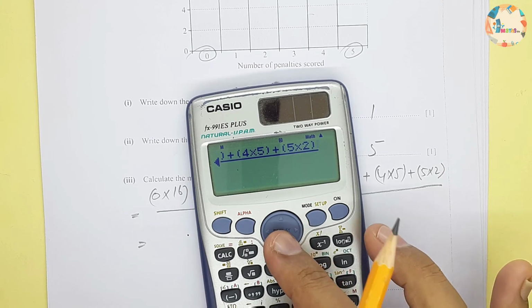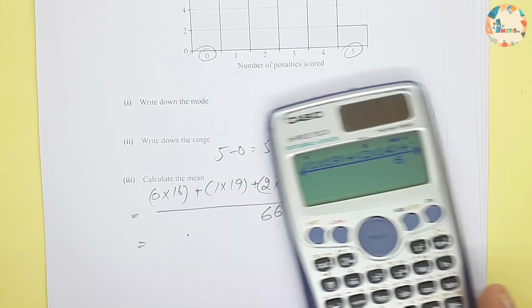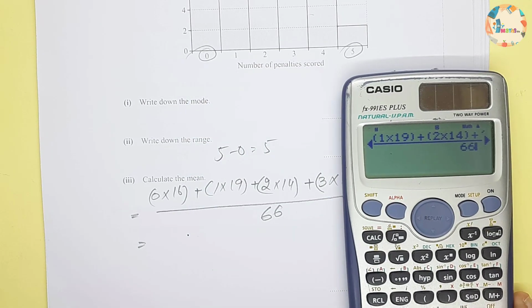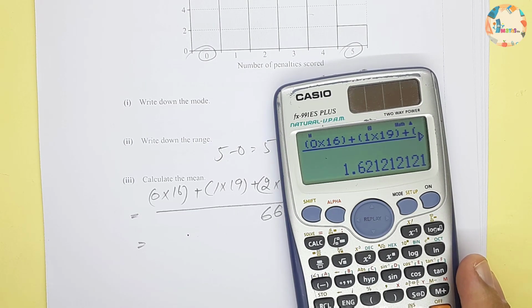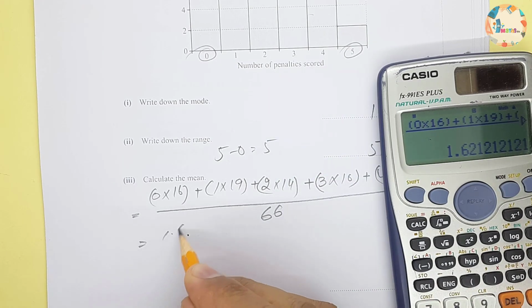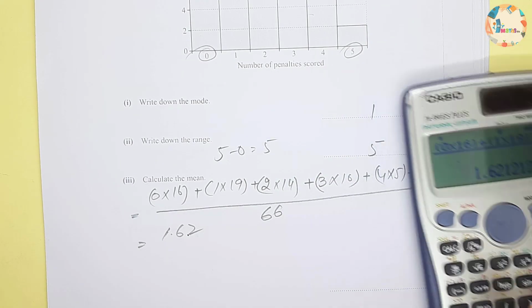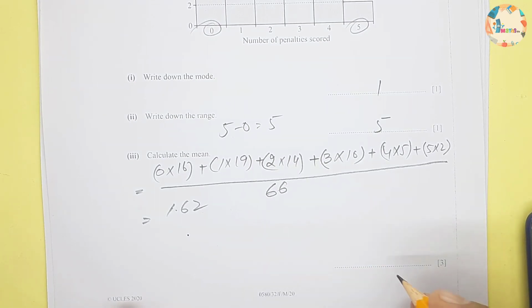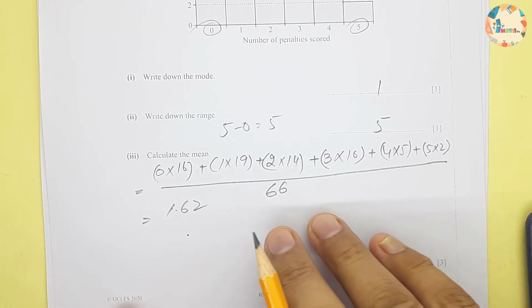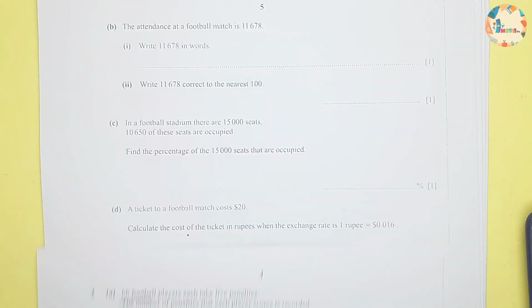This is the numerator which we have done, and the denominator is 66. So 66 will be giving us the answer as 1.62. So 1.62 will be the mean value which we have calculated. 1.62 will be our answer. Hopefully you got this as well.